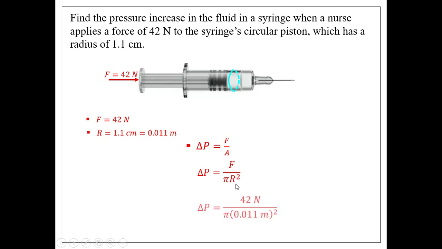So F is given to us as 42 newtons, pi is a constant, and for the radius I'm going to plug in 0.011 meters and square that. Make sure you pay attention to units once again. Don't just plug in 1.1 centimeters, because otherwise your units will be off. Other than that, it's just plug and chug: 42 divided by pi times 0.011 meters squared. If you do that properly in the calculator, you will get a value of 1.1 times 10 to the 5th Pascal, Pascal being the appropriate unit for pressure here.